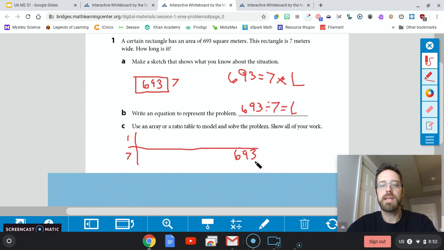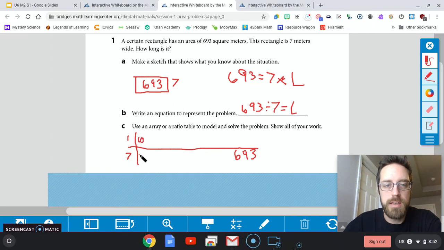Now, you could look at this and say, oh, that's really close to 700. So if I made a jump of 100, that would be 700. But it's just under 700. And if you notice how many under 700 it is, that could help you really easily solve the problem. Or we could start just doing our basic jumps on a ratio table.